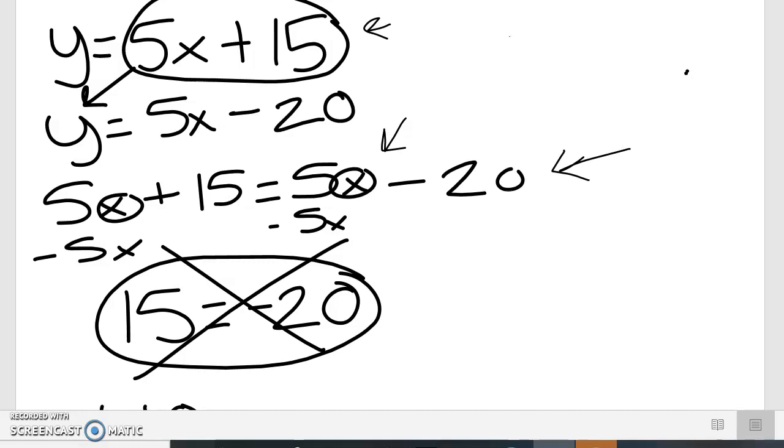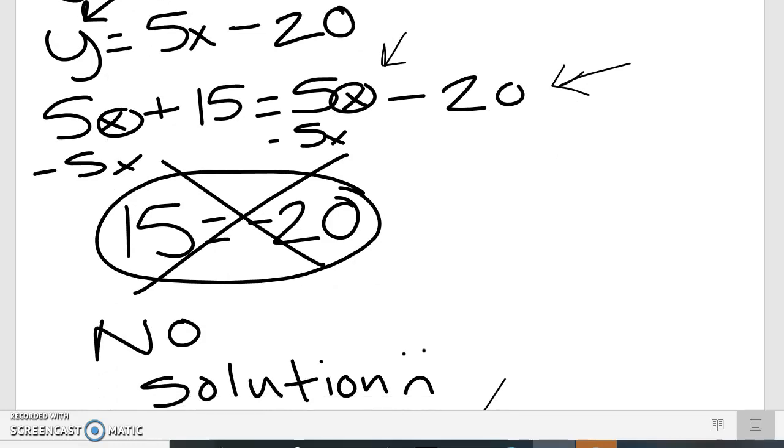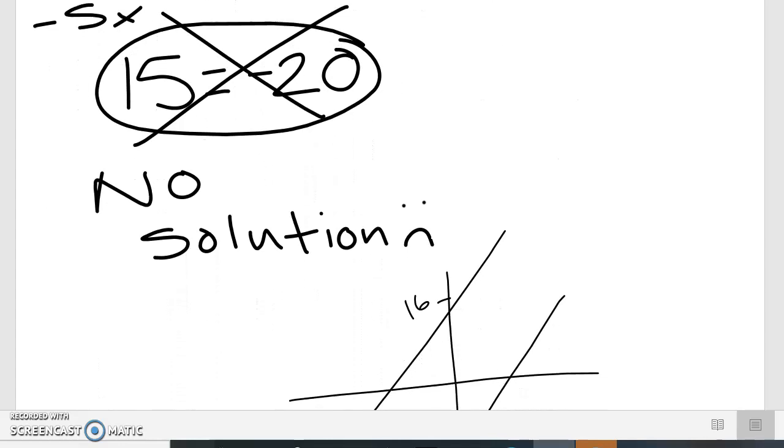So it basically canceled out right there, and it left 15 equal to negative 20, which can't happen. So it's a no solution.